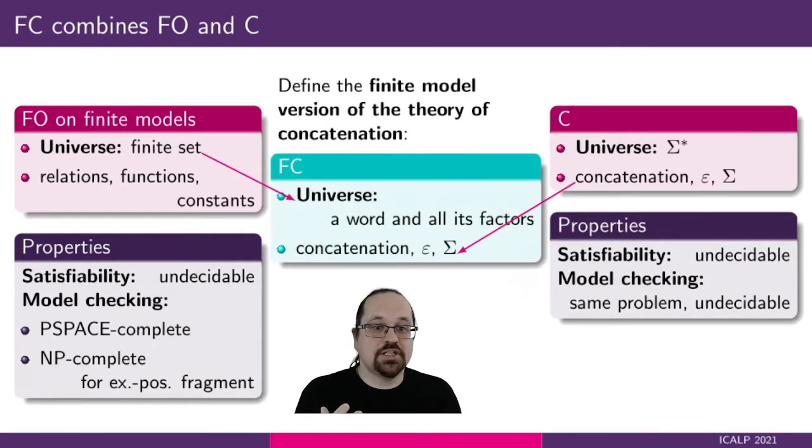To get the logic of the finite model version of the theory of concatenation, we take as a universe a word and all its factors, which is a finite set, and we just keep concatenation as our function, and then the empty word and every letter as constants. So we still have word equations. That's the main idea. We take the best of two worlds, and as we shall see, that solves many of the problems we had with the theory of concatenation.